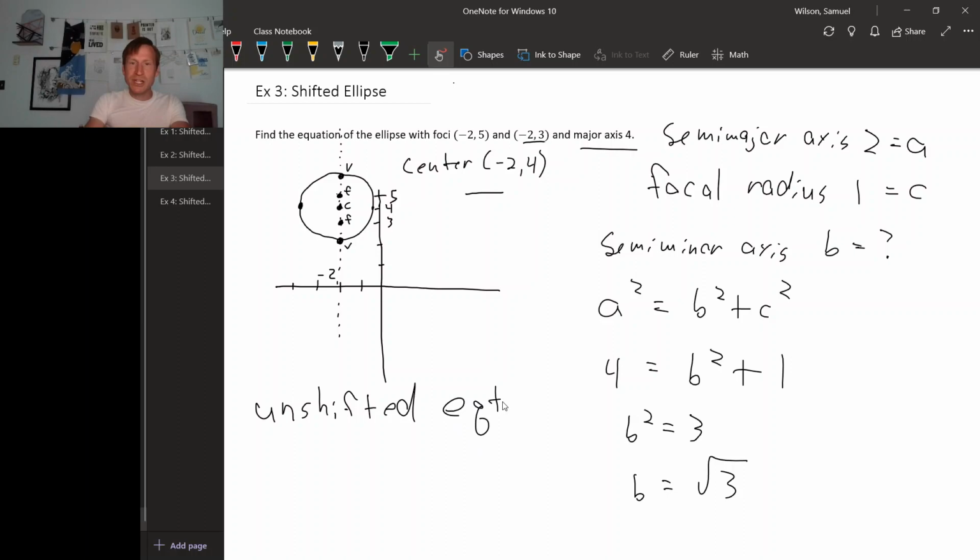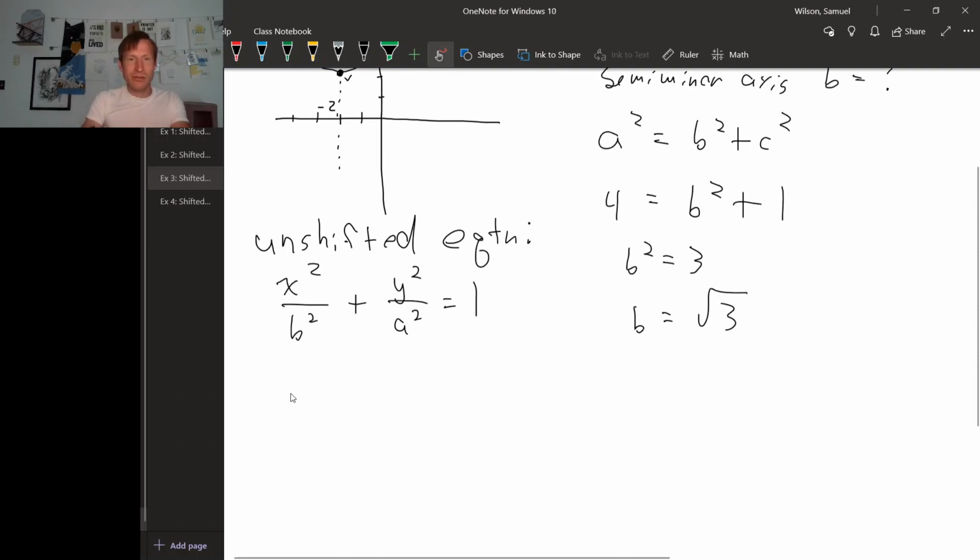So the unshifted equation for the ellipse has its major axis in the y direction. So we need the version of the equation of an ellipse that has the major axis in the y direction. That's x squared over b squared plus y squared over a squared equals 1. Now we can put in all the information we have so far. We know b is root 3, so b squared is 3. So x squared over 3 plus y squared over a squared, which is 4, equals 1.